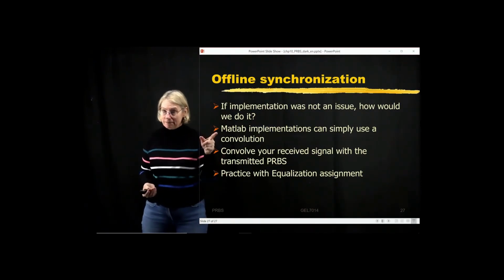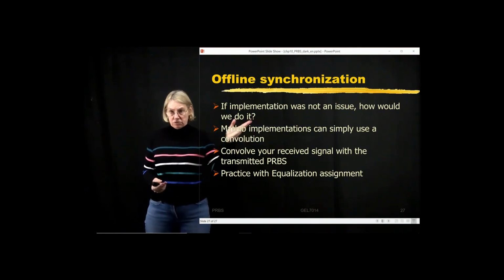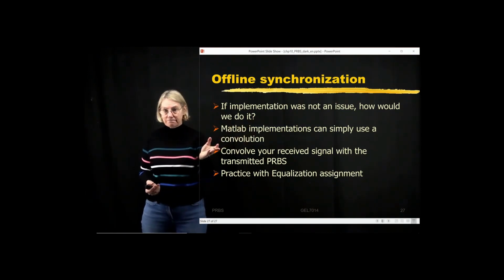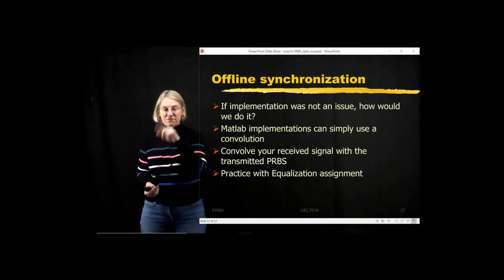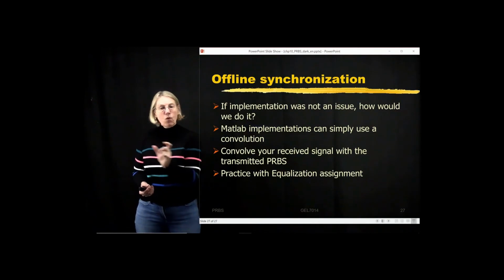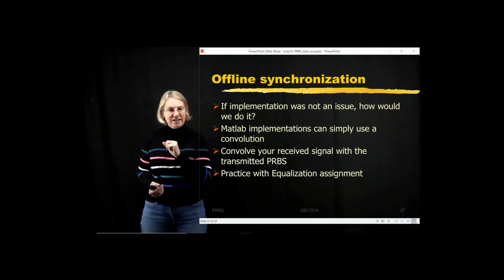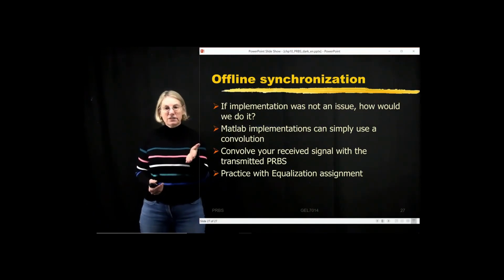In MATLAB, we can do this synchronization by simply using a convolution command. So you convolve your received signal with the transmitted PRBS. When you line up, you will get a peak that will tell you at which point the beginning of the sequence is in your data. I want you to practice this with the equalization assignment. We'll be giving you the code that has it.